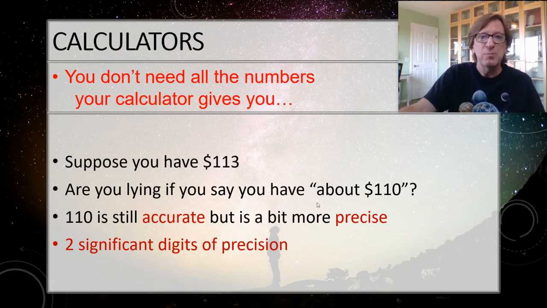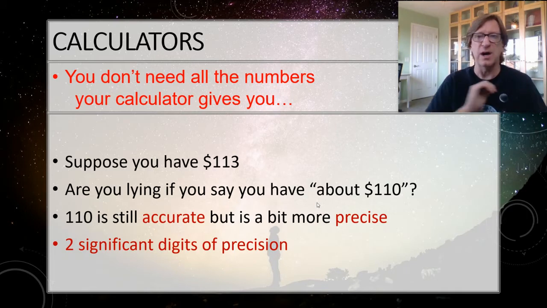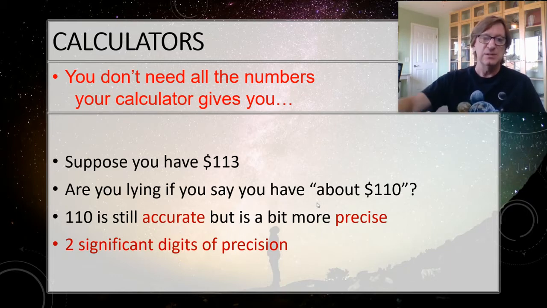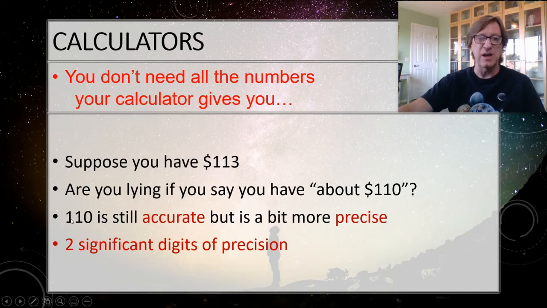And some people say, oh, well, I'm being more accurate. You're actually not. Accuracy is you are accurate or you are not, period. When we're talking about precision, we're talking about how much more detailed you are. So $110 is still accurate, but it's a little bit more precise than saying you've got $100. So you've got two significant digits of precision. More significant digits of precision means that you are being more precise. So you see that it's two because I have two non-zero numbers here. All right.